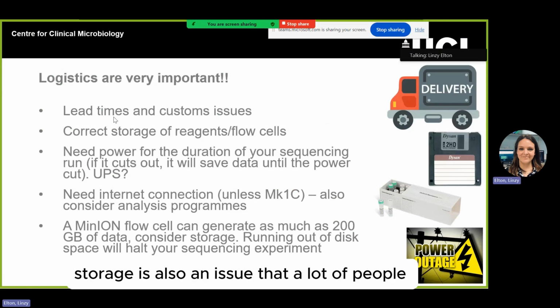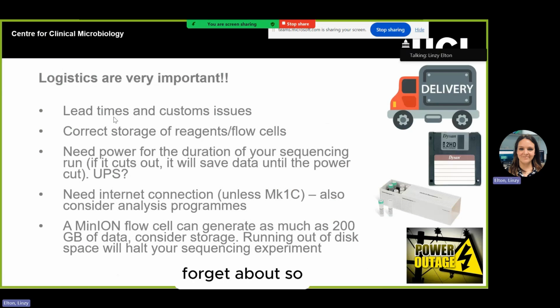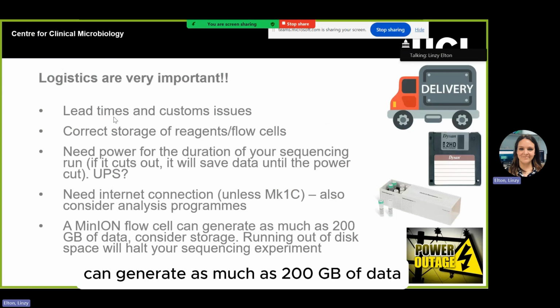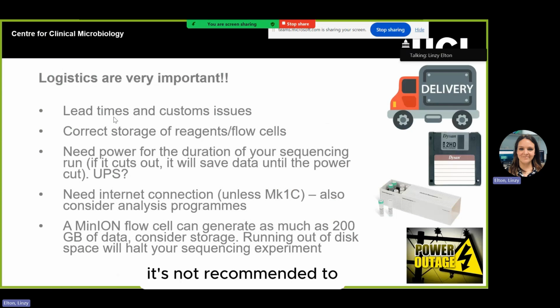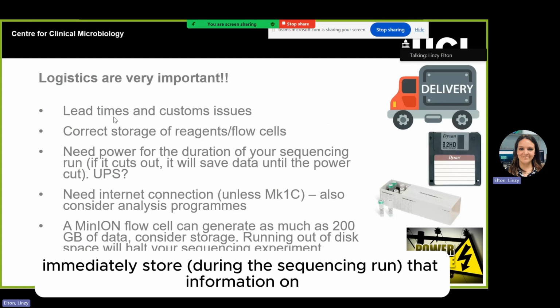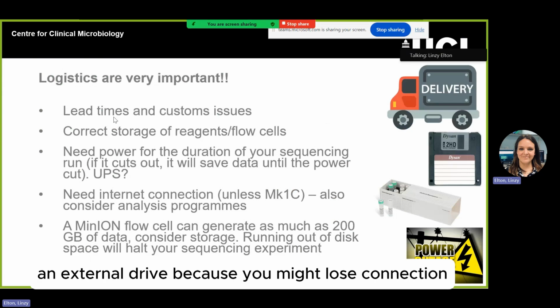Storage is also an issue that a lot of people forget about. Just one MinION flow cell can generate as much as 200 gigabytes of data, so you really need to consider where you're going to put all of this. Your computer itself will need at least that amount of space on the C drive. It's not recommended to immediately store that information on an external drive, because you might lose connection.